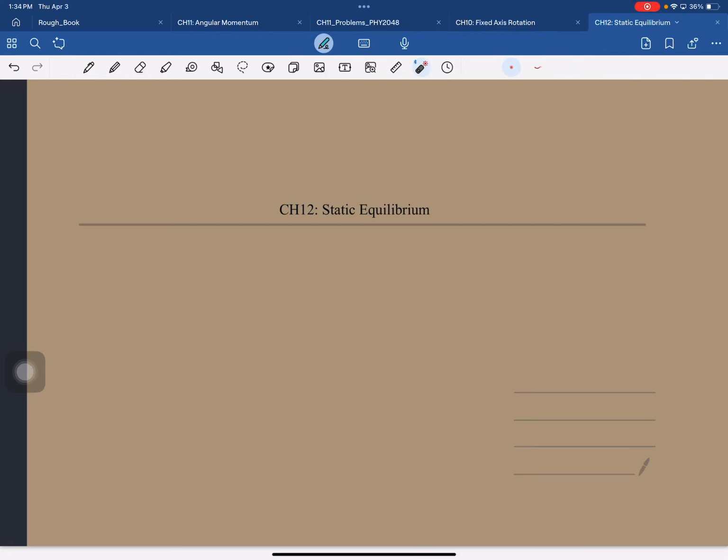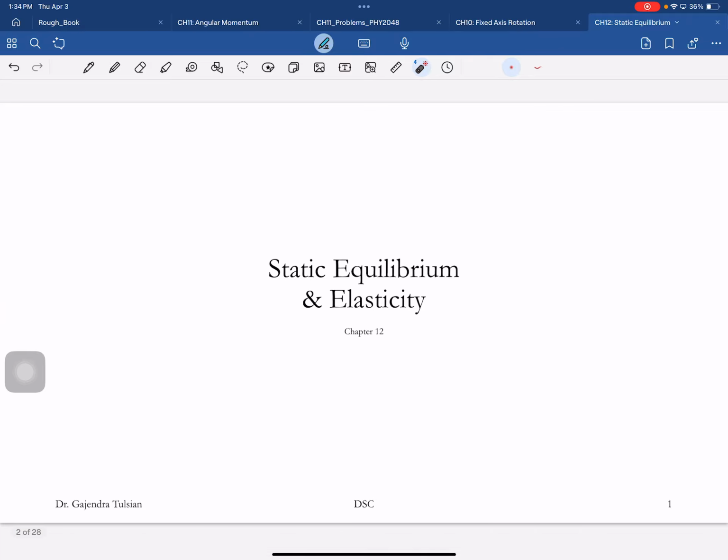Okay, in this chapter, we'll study something called static equilibrium and another, sort of unrelated subject, elasticity. Only the first half of the chapter is static equilibrium, and that'll become an entire course for you guys. Okay. So here's the idea.